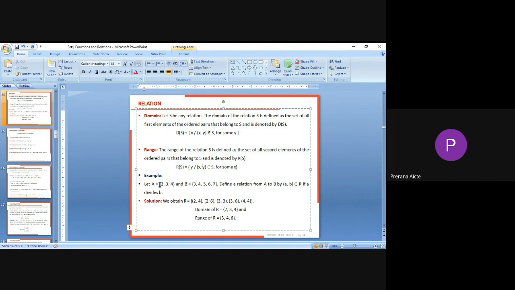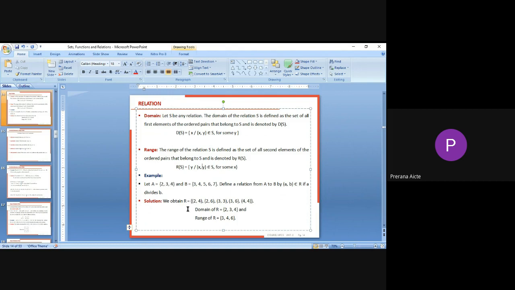Let us consider an example for this. A = {2, 3, 4}, B = {3, 4, 5, 6, 7}. Now we can define a relation from A to B and also identify the domain and the range. First of all, if you define the relation R, we have (2, 3), (2, 4), (2, 5), (2, 6), (2, 7), similarly (3, 3), (3, 4), (3, 5), (3, 6), like that we would get the elements.